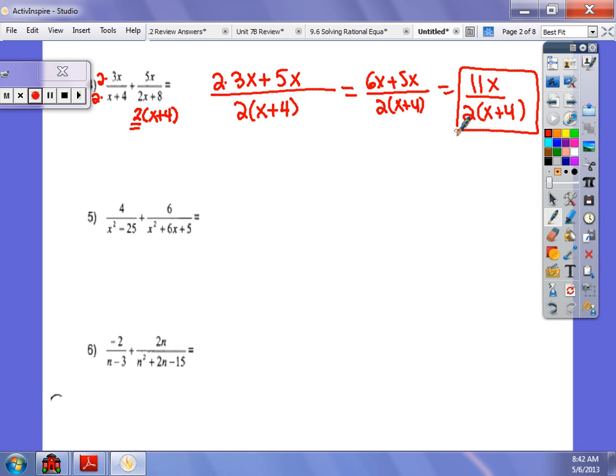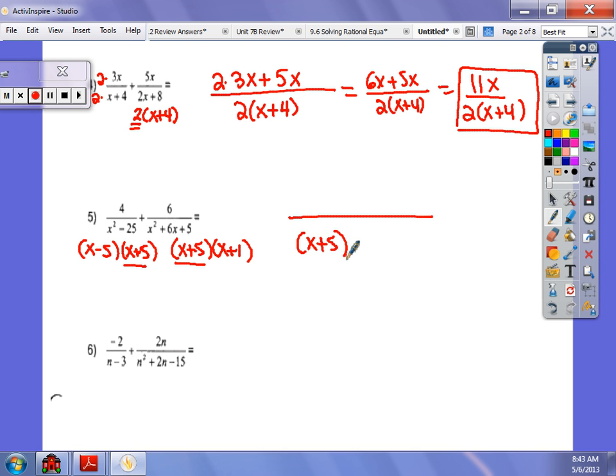So now you have to always look at these adding or subtraction problems to see if they are factorable in the denominator. Looking at this one, we factor it, it's x minus 5, x plus 5. And when we factor this, it's x plus 5, x plus 1. So if we look here, both denominators have an x plus 5 in common, so that is going to be one piece of my LCD.